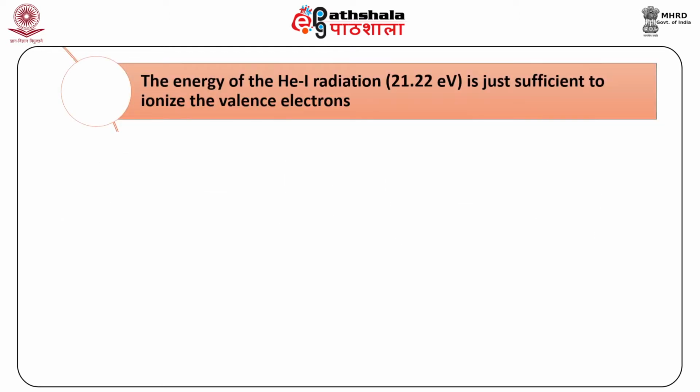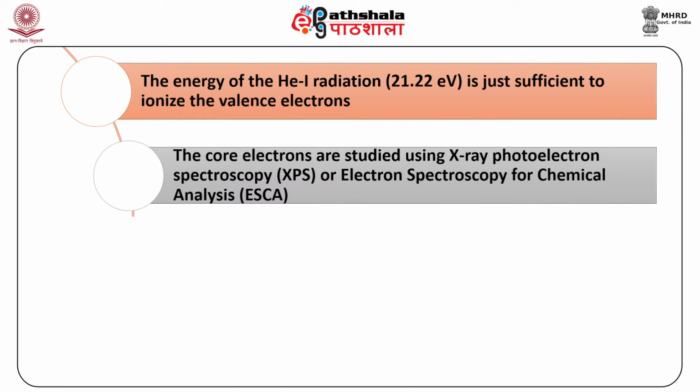And the third point we learned was that the energy of the helium-1 radiation, when you convert to electron volts, turns out to be 21.22 electron volts, and this is just sufficient to ionize only the valence electrons. The core electrons cannot be ionized using this radiation because they have very negative energies and they are closer to the nucleus. So, they are very difficult to remove. You require more ionization energy for their removal. To study them, you use X-ray photoelectron spectroscopy (XPS) or electron spectroscopy for chemical analysis, called ESCA.